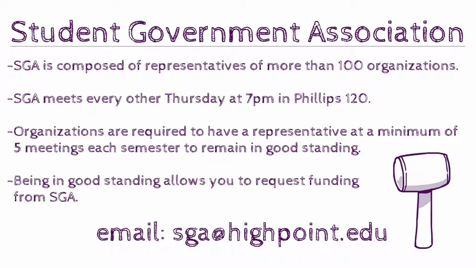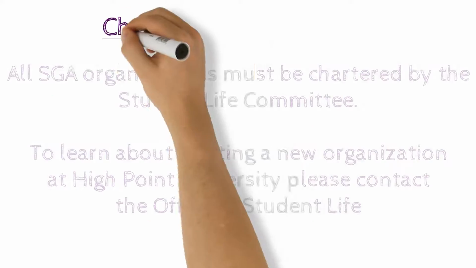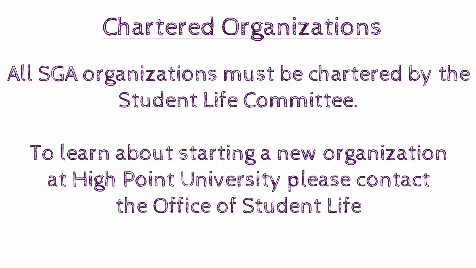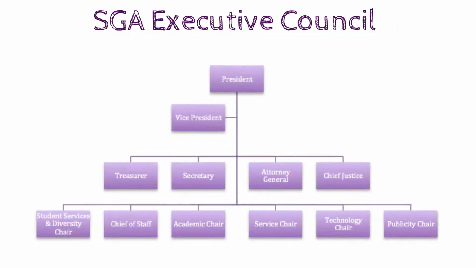If you ever need to contact the SGA Executive Council, please email them at sga@highpoint.edu. All organizations who are a part of SGA must be chartered by the Student Life Committee. To learn more about starting a new organization at High Point University, please contact the Office of Student Life. The SGA Executive Council organization chart is now shown on your screen.